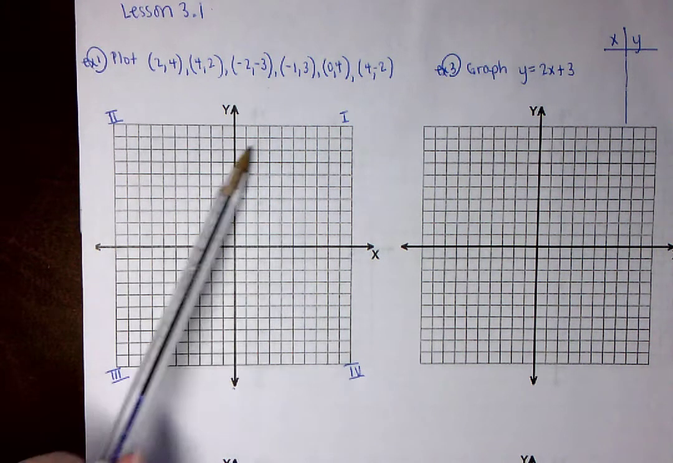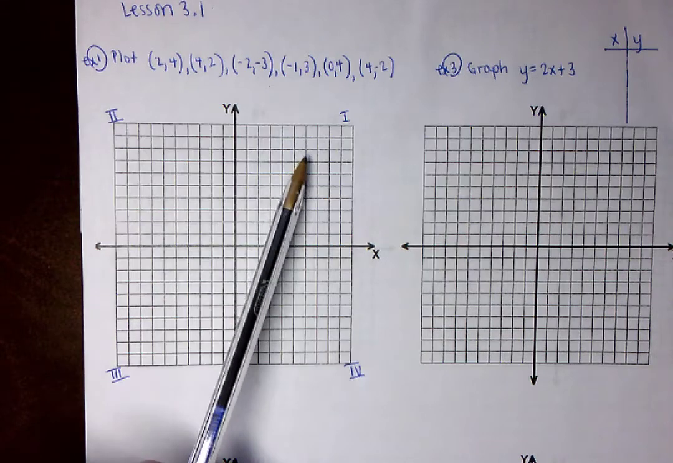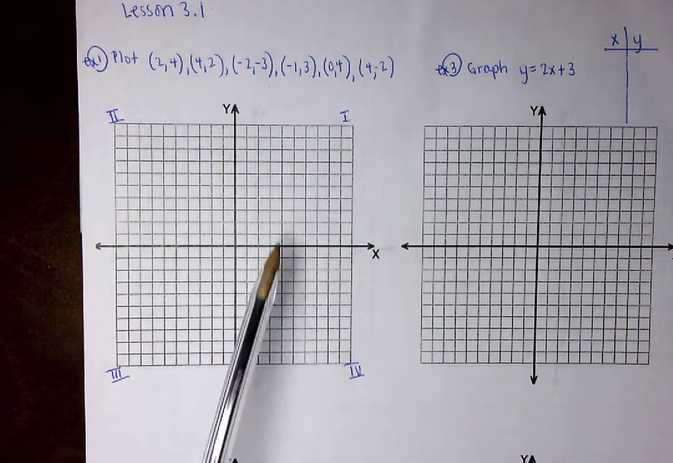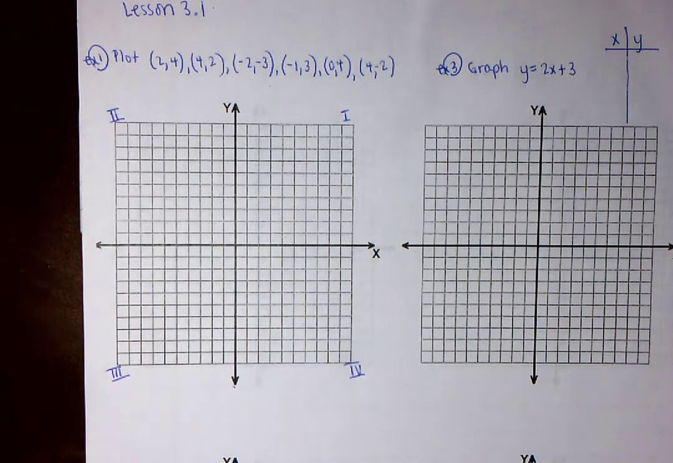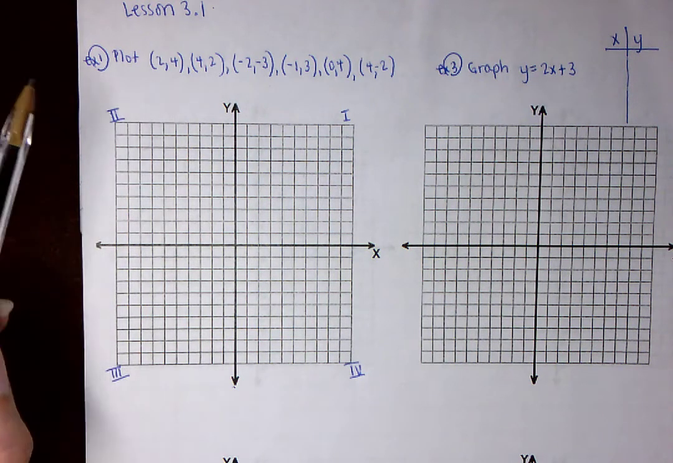So it kind of forms a C. So you can think of it like that. It starts up at the top right and then it forms a little C. 1, 2, 3, 4. Okay, so when you're plotting or graphing points, you want to remember that we've got an x coordinate and a y coordinate.